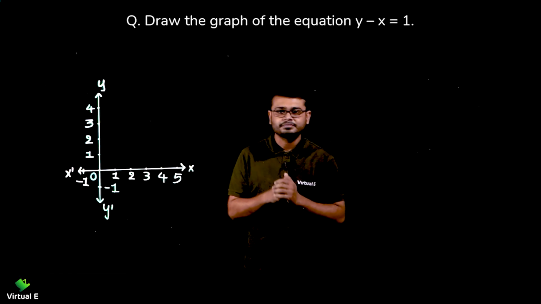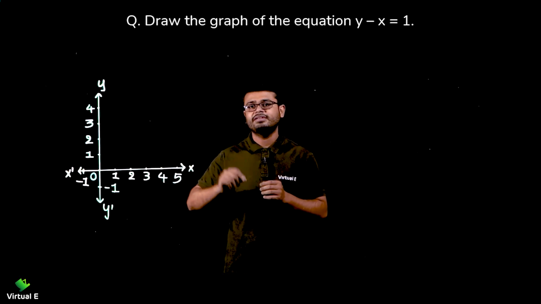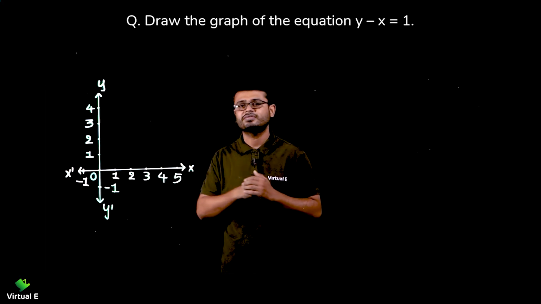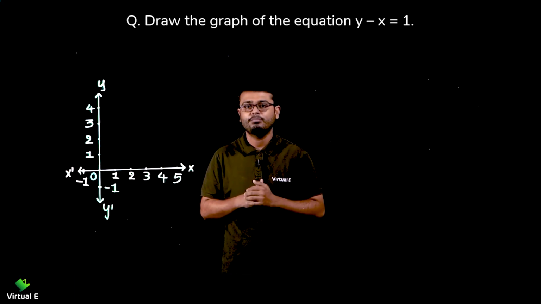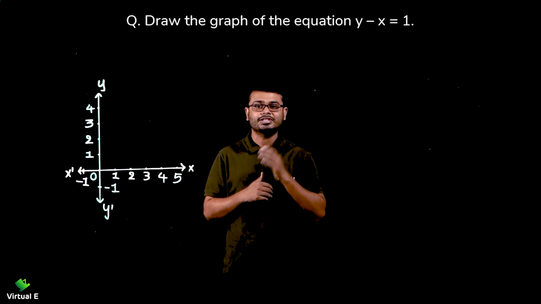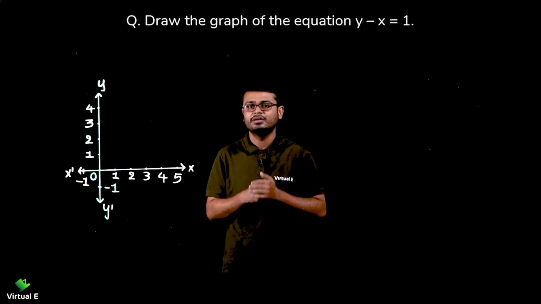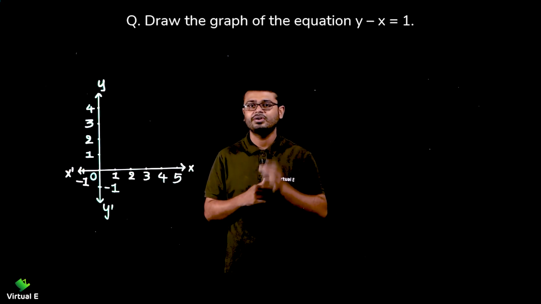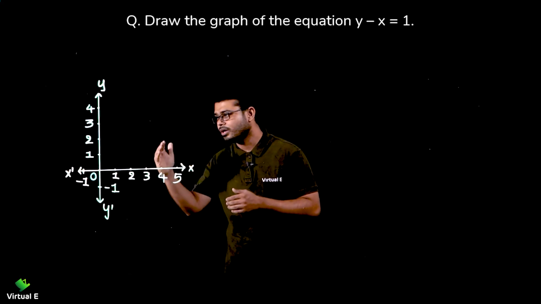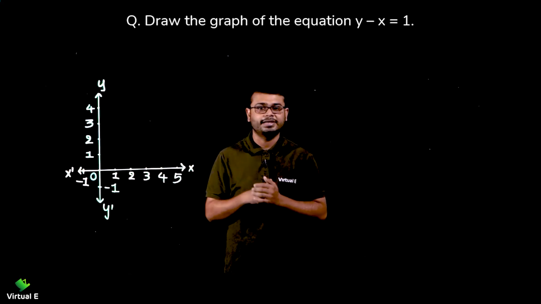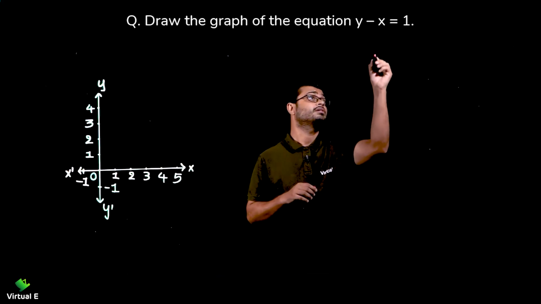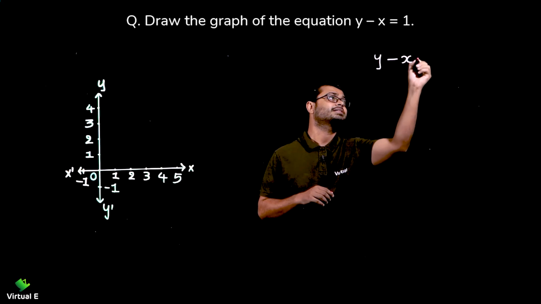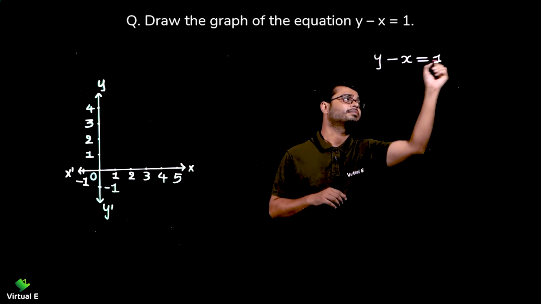For that, we discussed finding 3 solutions of the equation. First we need to have some set of points. How will we get them? They should be the solutions of the equation. So first we will find 3 or 4 solutions of this equation, then we will plot them and then we will join the line. So let's start with that. The equation is y minus x is equal to 1.